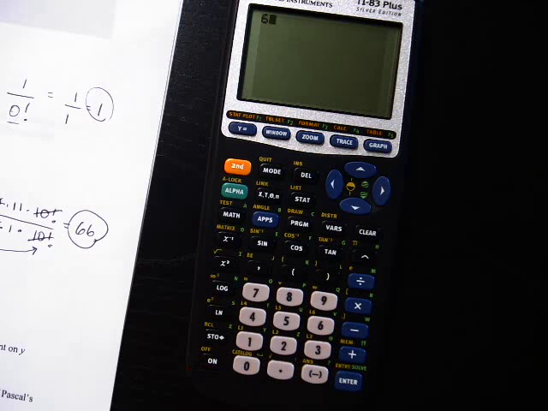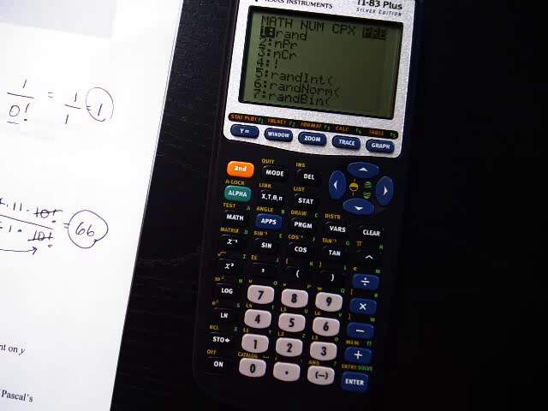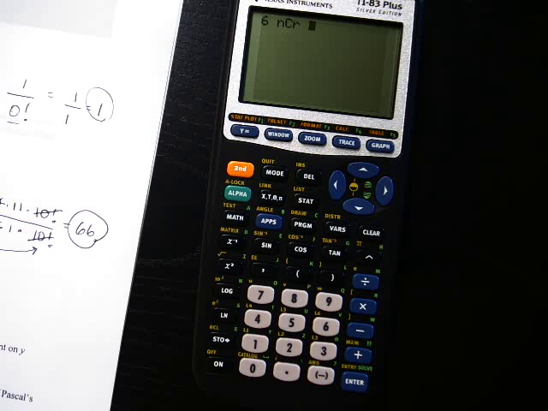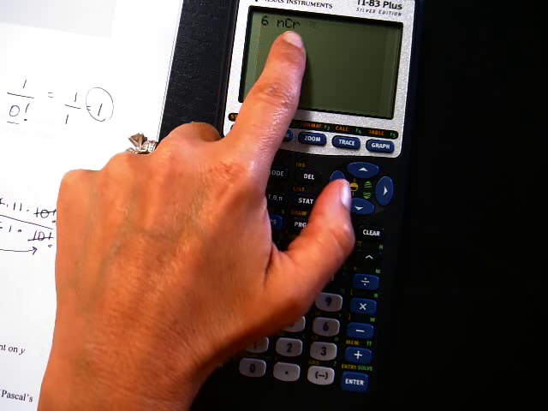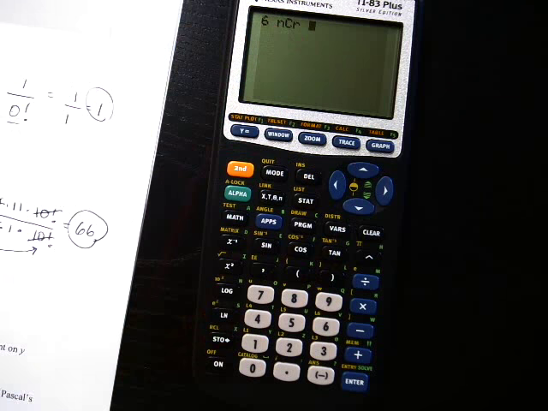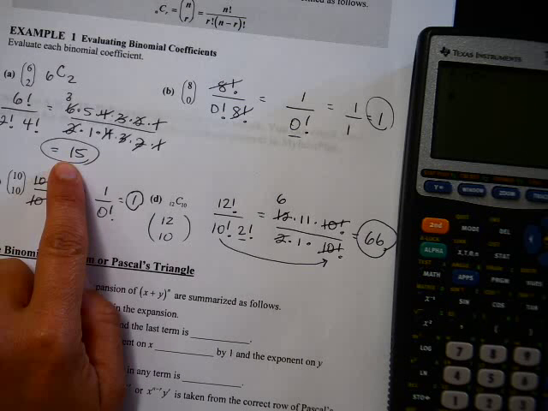So I have 6, that was my top number. Then I go into math, over to probability, option 3. And so now it says nCr, which is what I'm doing, but I'd already put my n in first, so now I need to tell the calculator what r is. So r for this problem is 2. Then when I push enter, I got the answer of 15, which was the exact same answer that I got right here when I did it by hand.